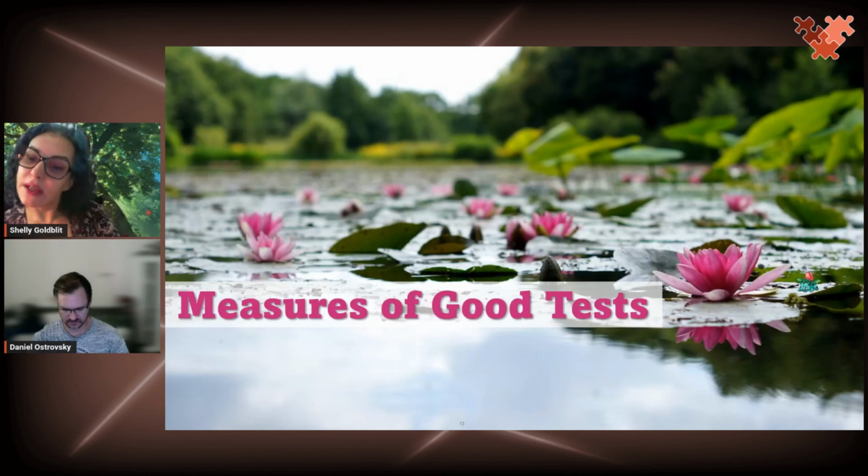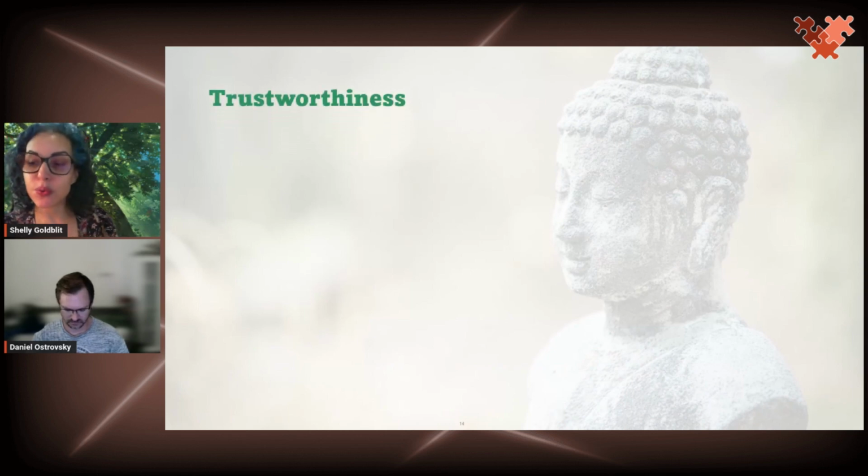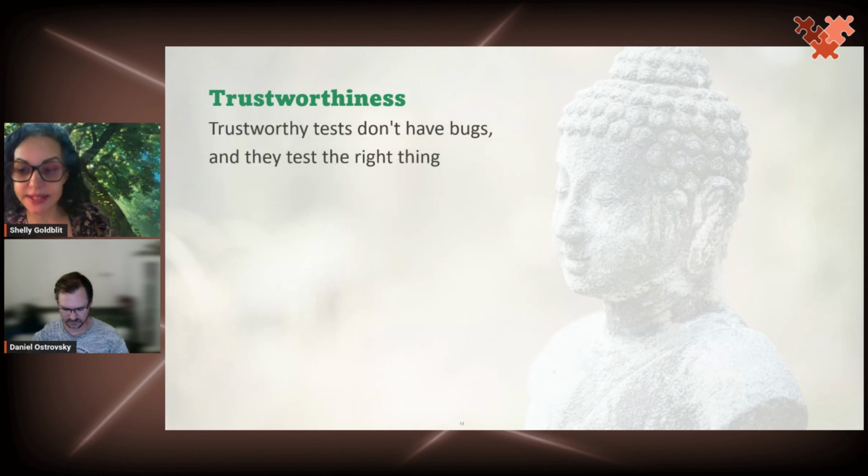So writing useful and sustainable tests is crucial in order to avoid such pitfalls. But what are the measures of such good tests? We'll start with trustworthiness. We want to run trustworthy tests and accept the results with confidence, meaning if a test breaks or fails, we know something is broken. To be clear, flaky tests are not trustworthy. Trustworthy tests don't have bugs and they test the right thing.